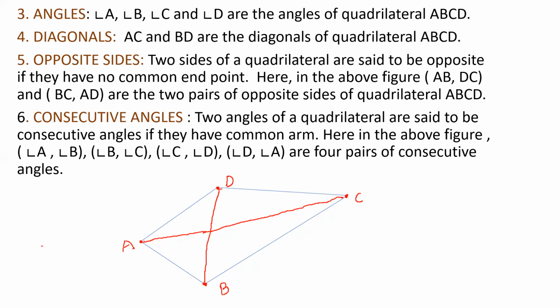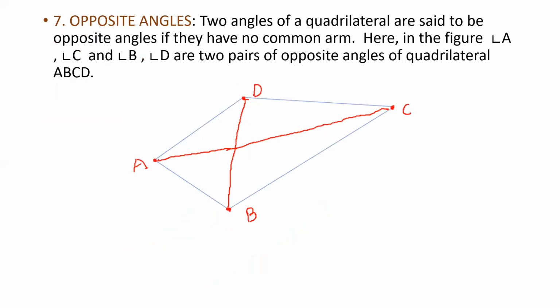So for that, you should know which angles are called consecutive angles, which angles are opposite angles, and which are opposite sides, so that you will know which properties are applicable for every type of quadrilateral. Let us see the next content, opposite angles. As we discussed, opposite angles do not have a common arm. They stand in front of each other. A's opposite angle is C and B's opposite angle is D.